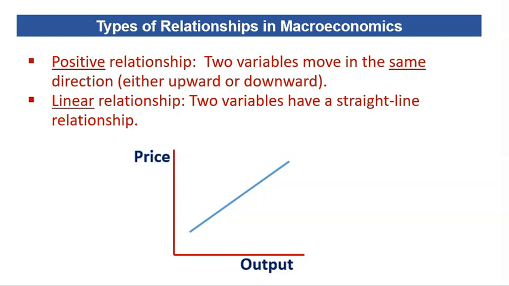The story that this represents is that there is a one-for-one relationship between price and output, that is, they move in lockstep, and that relationship is known as positive or direct, which means each variable moves in the same direction. This is the typical relationship between price and output of a supply curve, for example.